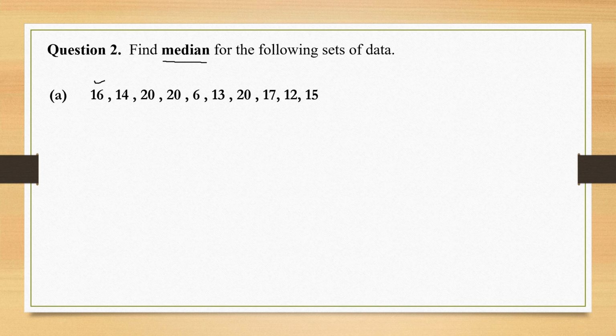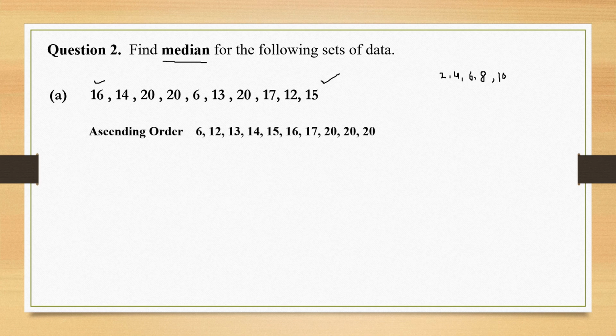So 10 means that it is an even number. If you have 2 numbers, 4 numbers, 6 numbers, 8 numbers, or 10 numbers, these are even numbers. Same like here we have 10 numbers. Okay, so first of all we will arrange the data in ascending order. Ascending order means that we will start from the lowest number.